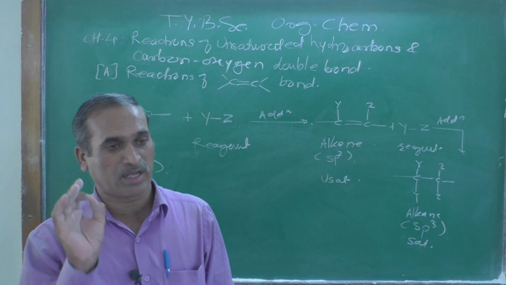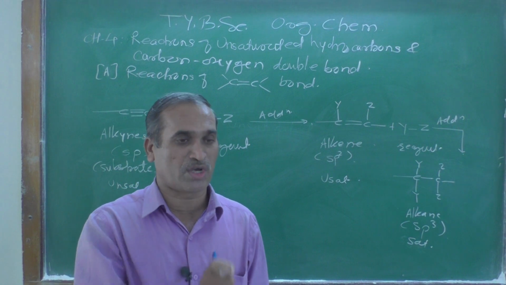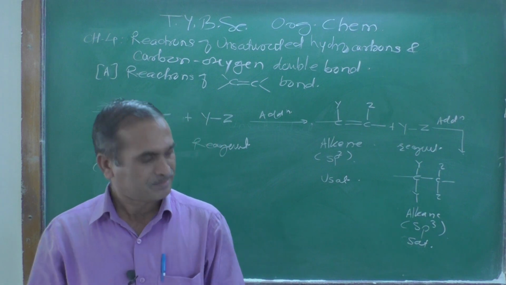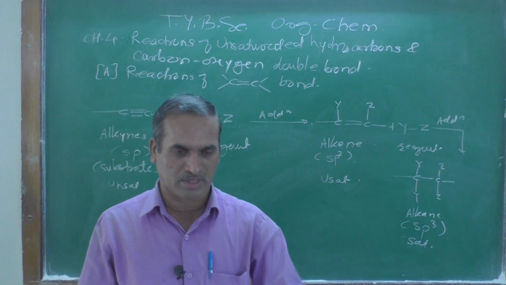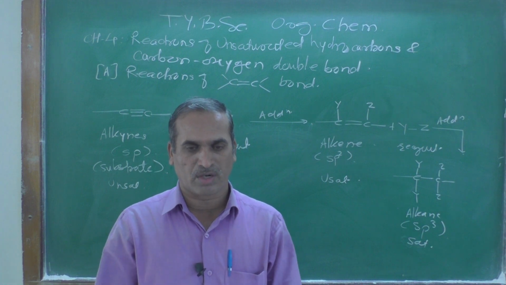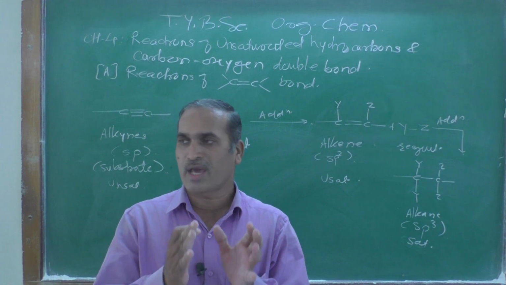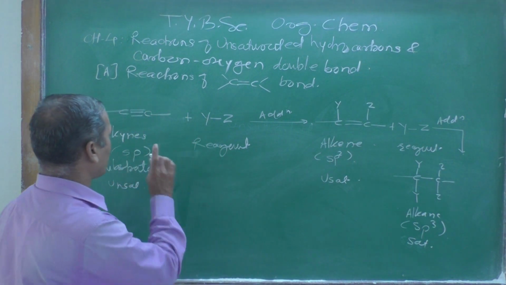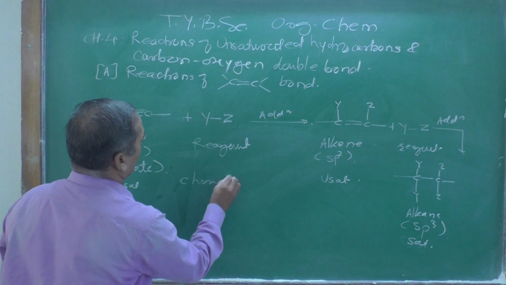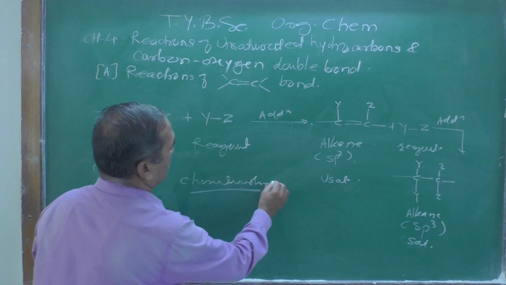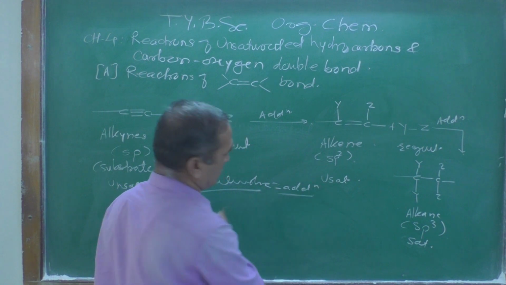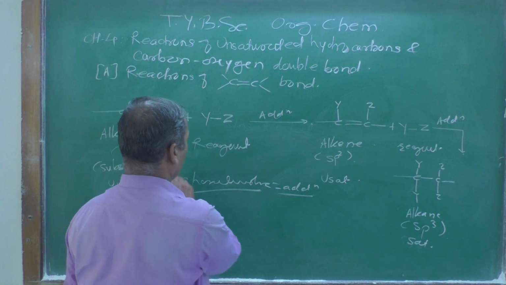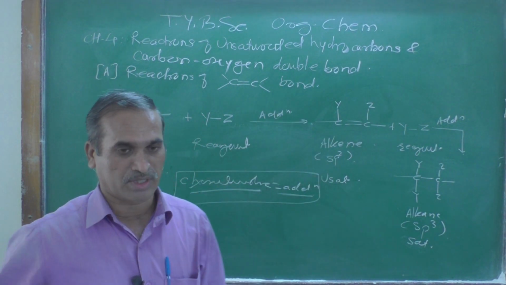Remember, the main important feature, the significant characteristic of the carbon-carbon double bond or unsaturated compound, is that they undergo addition reactions. That is the important point you should remember while studying this type of unsaturated compound.